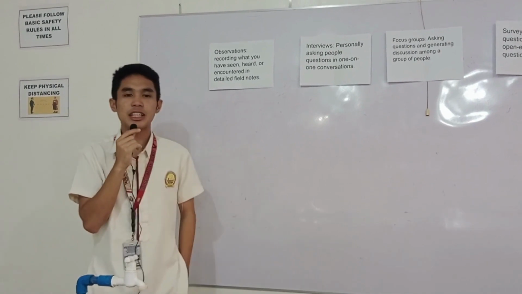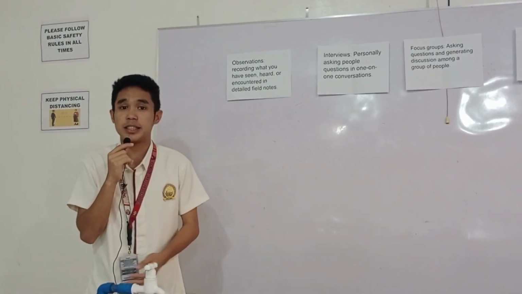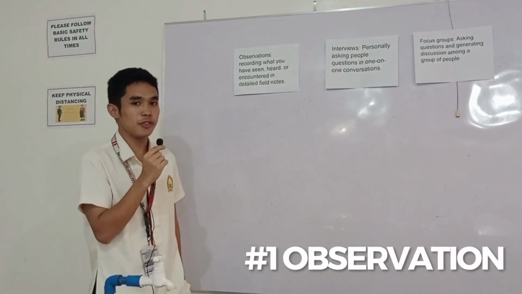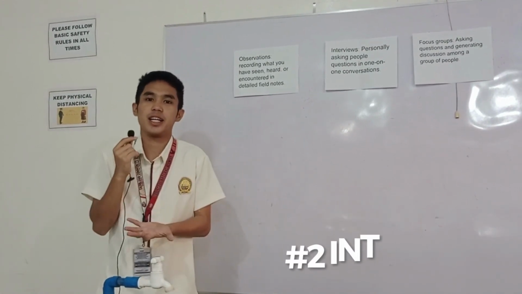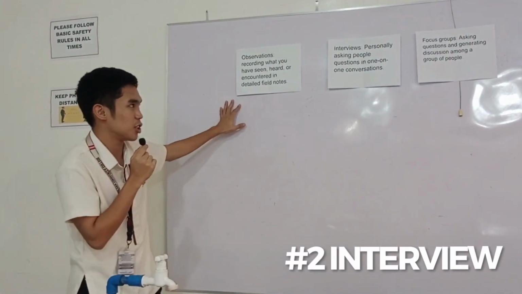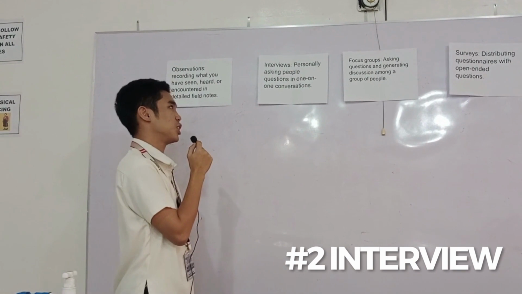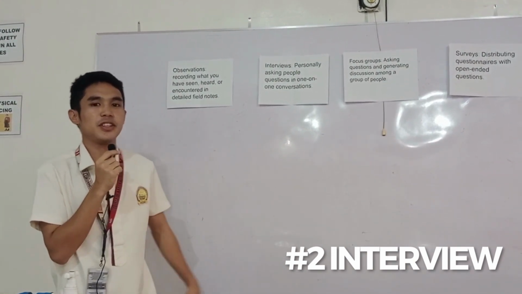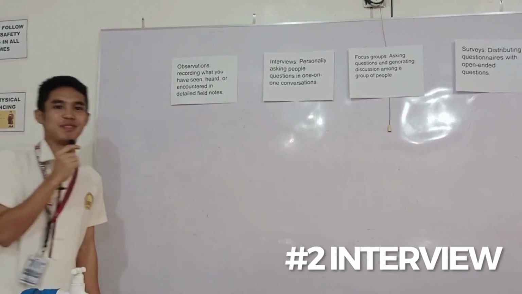So in the classroom setting, if I have a classmate who is always not present in the class, I will observe and I will create a hypothesis like why. So that is observation. The second one is interviews: personally asking people questions in one conversation. In qualitative research, it is very important to ask personally.